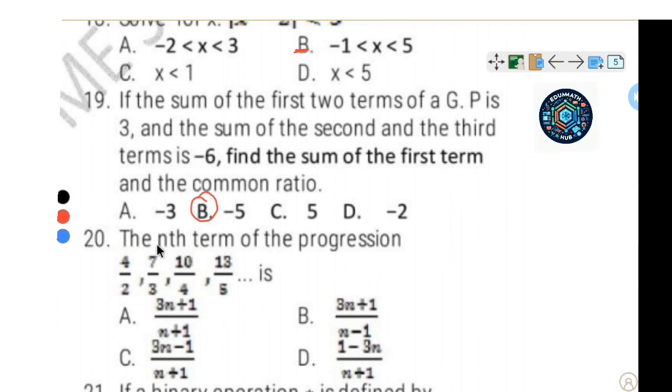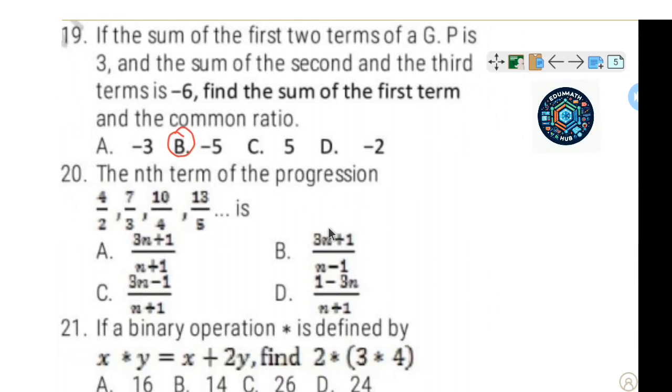For the next one, you have to find the nth term of this progression. We have 4, 7, 10, 13 on top, and 2, 3, 4, 5 at the bottom. You need to do it in a very simple way. This is an AP, don't forget. This is 4, 7. The difference between them is 3, every time. Then the bottom part is also an AP, because the difference between them is 1. The common difference is 1. 5 minus 4 is 1, and so on.